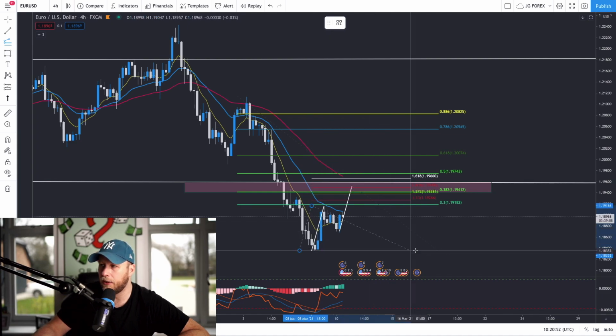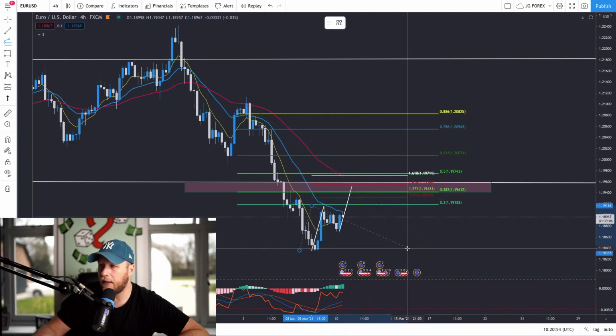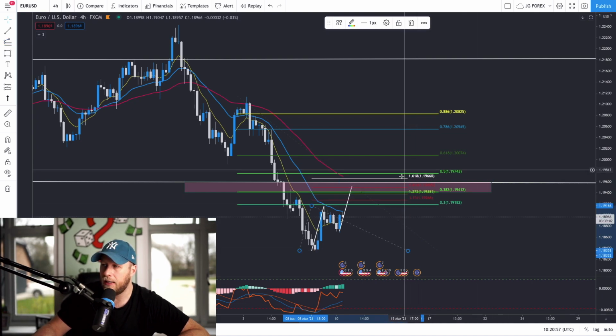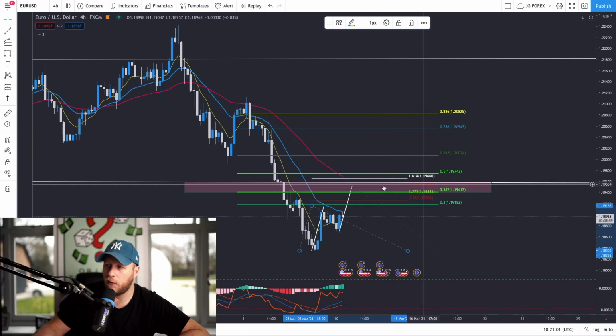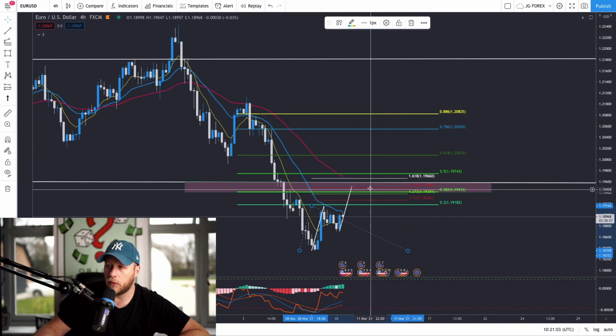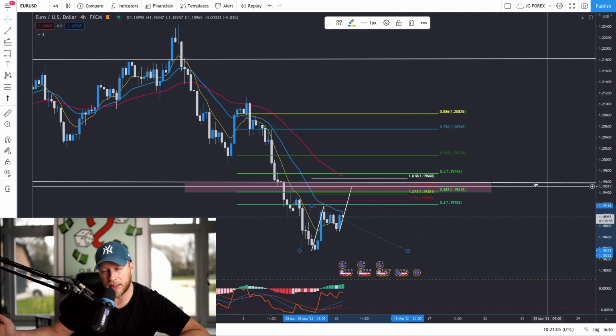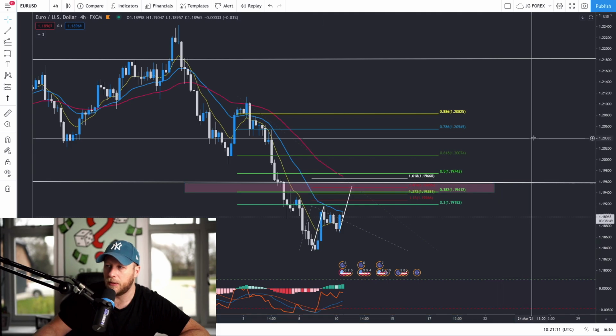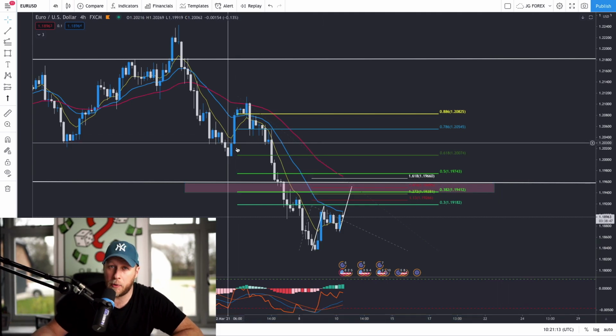The next thing we can do is bring on an extension from the low to the high, and you can see we've got our 1414 lining up perfectly there. We've also got a 127 in that zone, 1618 a little bit higher. But what we're interested in is narrowing down this zone as much as possible. Okay, so now we've got some fib confluence.